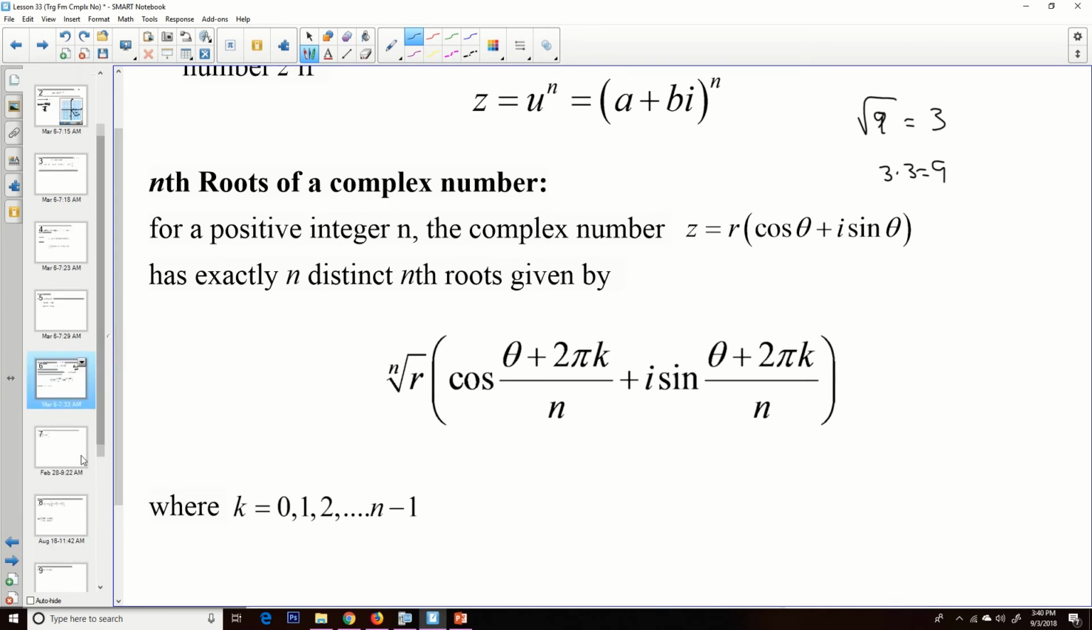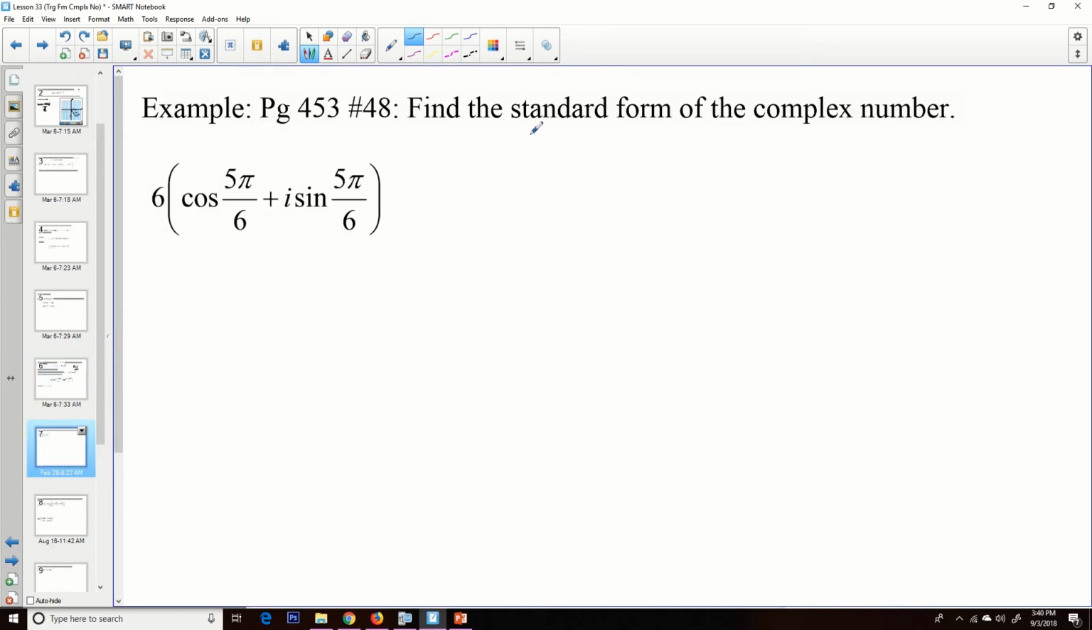Okay, let's talk some examples. Find the standard form of the complex number. So if I want to figure out the standard form of this complex number, what I'm going to do is calculate both the sine of 5 pi over 6 and the cosine. I'll figure out the cosine and the sine of 5 pi over 6.